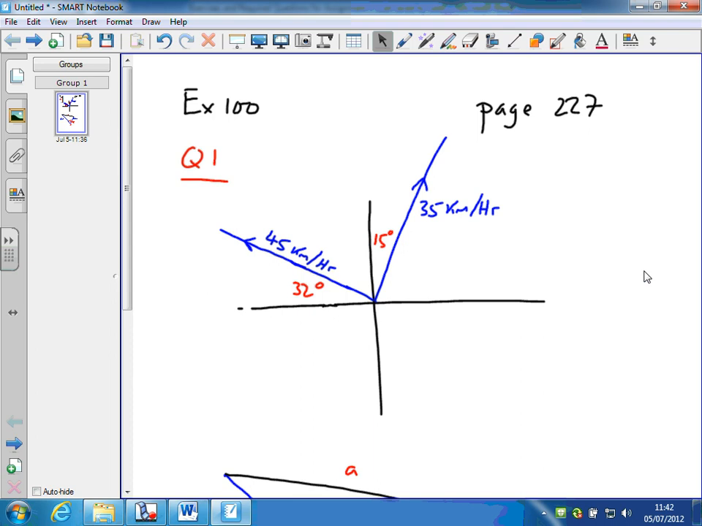So exercise 100, question number 1, using sine and cosine rule to find distances. If we draw out the problem again, that's the way forward.